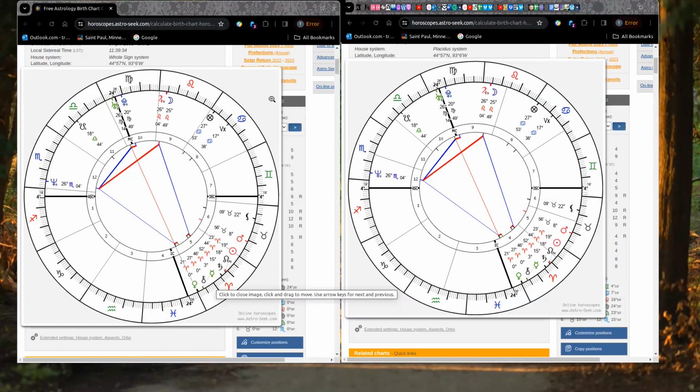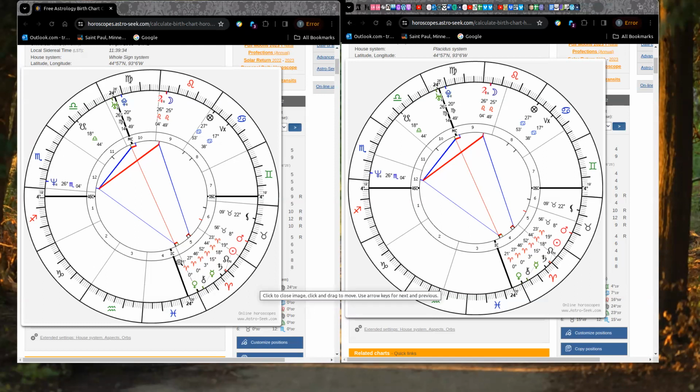So over here on the left, we've got whole signs. Over here on the right, this is Placidus. And I'm not going to talk about the merits necessarily of one versus the other, but I just wanted you to see how they are different visually and how the houses will change.